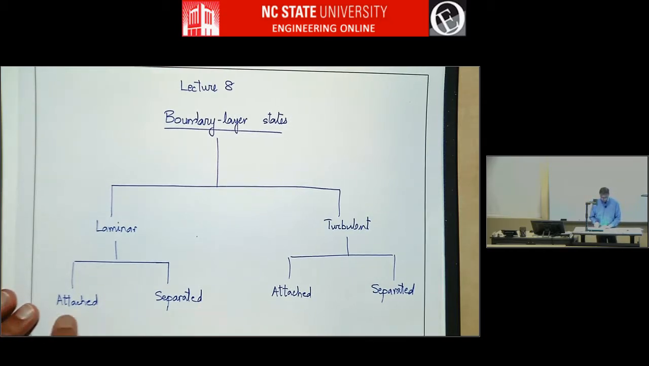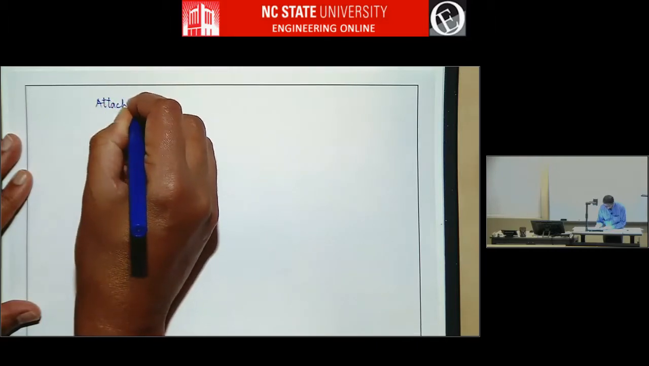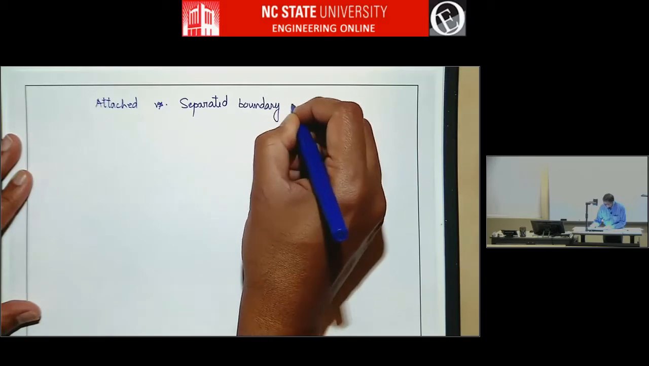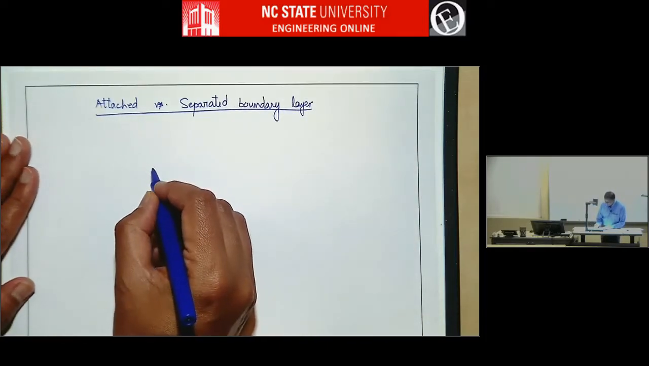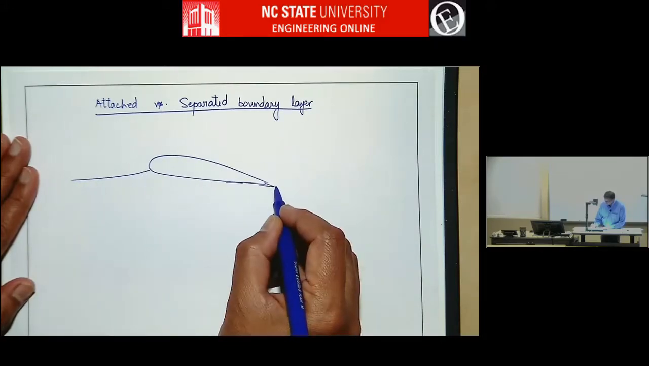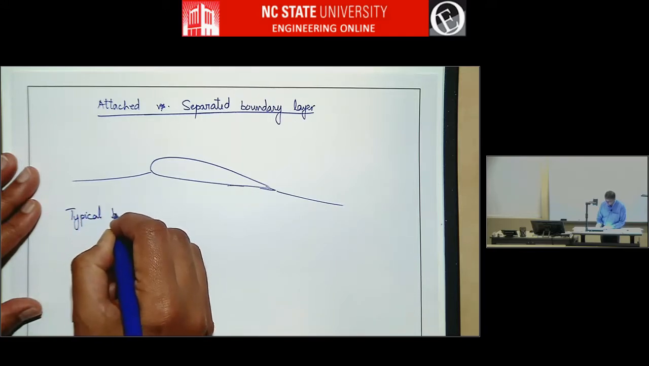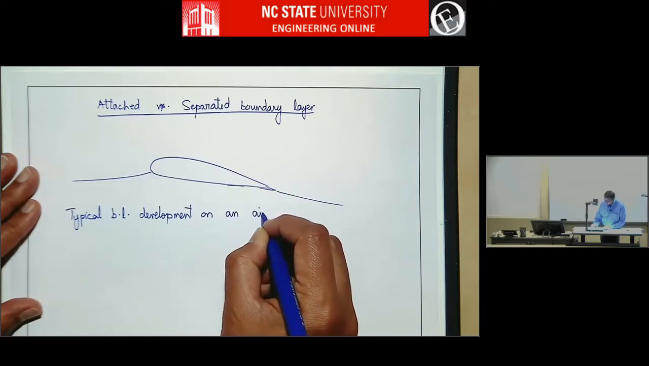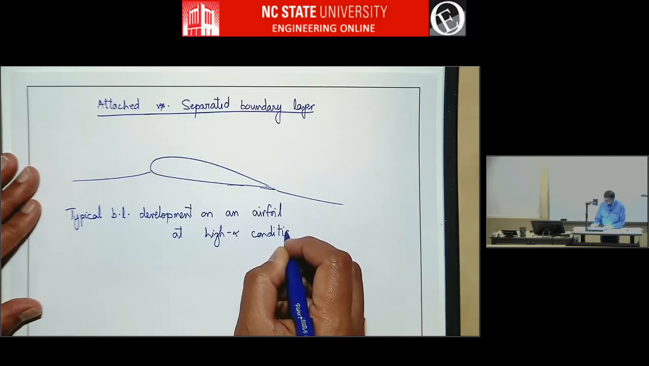Okay, so first let's talk about attached versus separated boundary layers. Again, I'm just going to talk about this in overview form. I'll use the example of an airfoil at somewhat high angle of attack. So we'll talk about a typical boundary layer development on an airfoil at high alpha condition. This could be near stall.